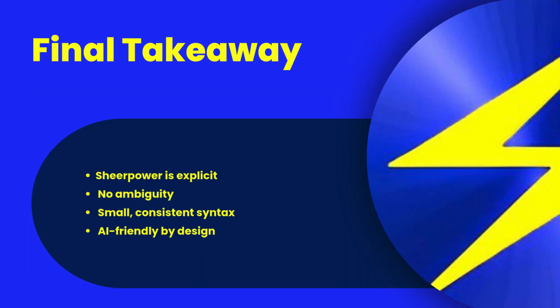Sheerpower is designed for clarity and predictability. Its small and consistent syntax reduces ambiguity, making it ideal for AI-generated code. When these rules are followed, both humans and AI can produce correct, reliable software with far fewer errors.